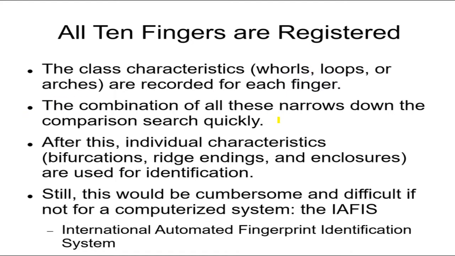But after that, they get the fingerprint analyst. They look for the bifurcations, the ridge ends, and enclosures on the criminal's fingerprint that was left behind. And they have to look through all the files, all the fingerprint files, and try to match them. Now, this can't be done without a computer because, as we mentioned, there are 75 million of them.